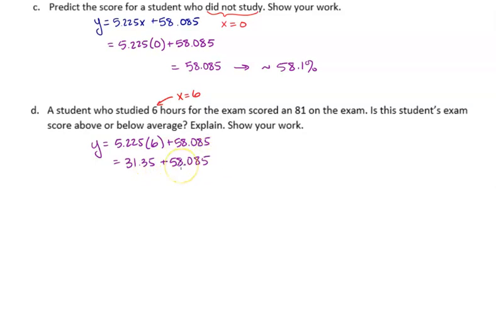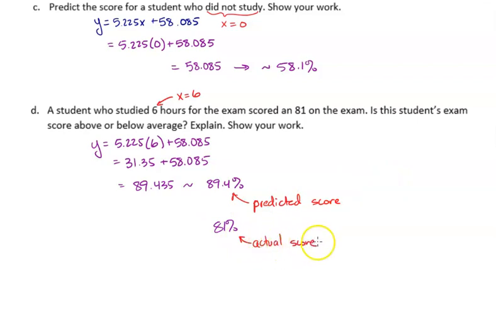is going to give us a score of 89.435, or about 89.4%. But that's what they should have gotten, right? This is the predicted score. Actual score was 81, right? 81% was the actual score. So the question asks, did they score above or below average? Well, they were predicted to score an 89. They only scored an 81.